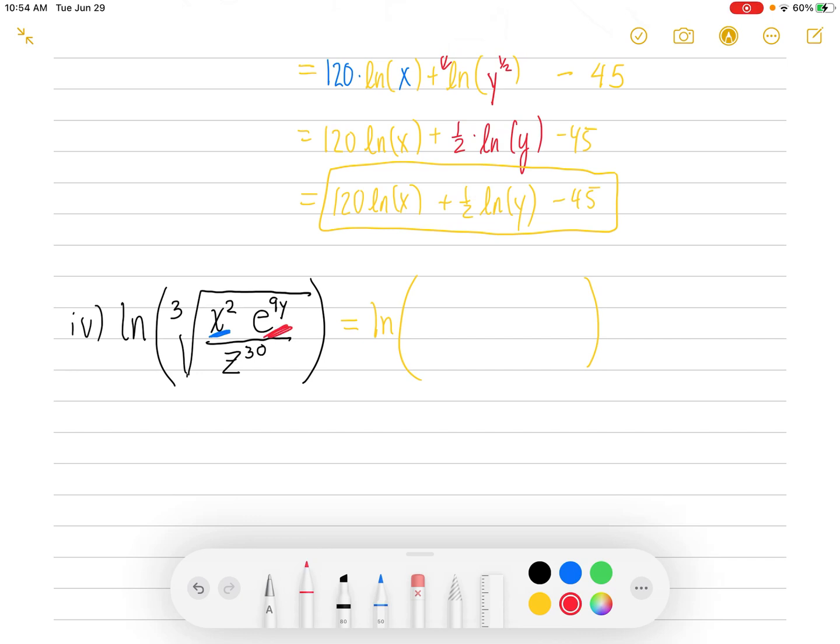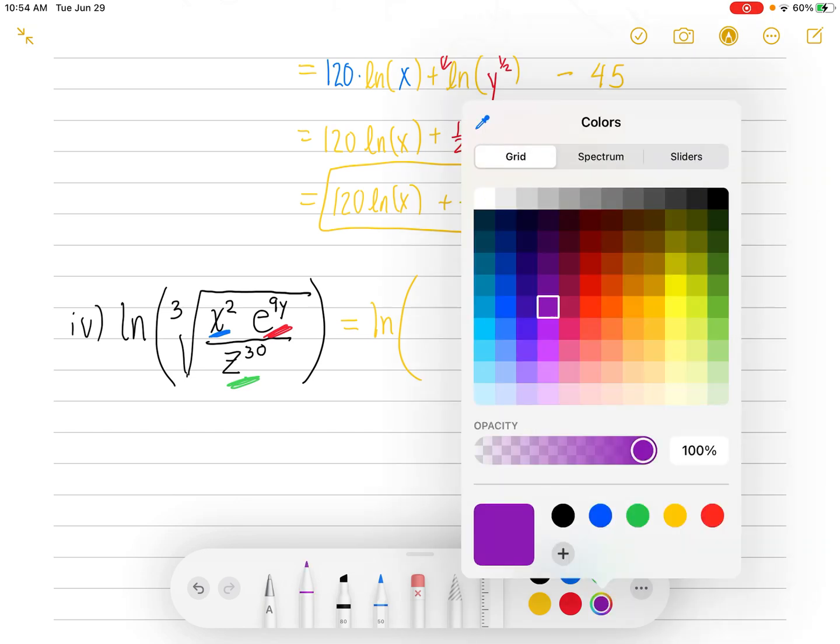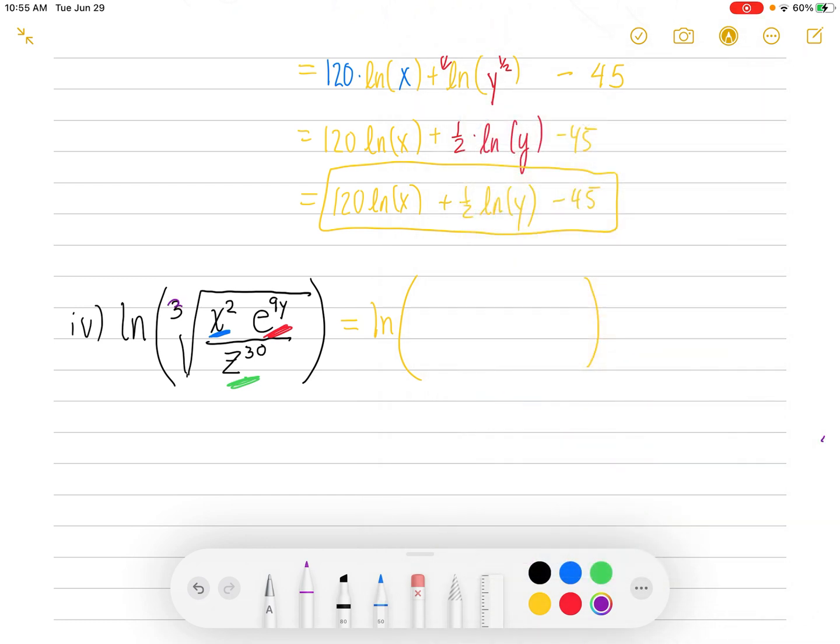So first of all, I have the natural log. I'm going to rewrite that. Now, the biggest thing happening overall is this. So let's write things down. So we have an x squared here, and I'll call that blue. We have e to the 9y. I'll call that red. We have a z to the 30. I'll call that green. But something else that's happening overall, over everything, is this big old cube root.